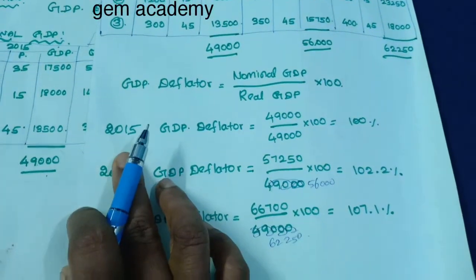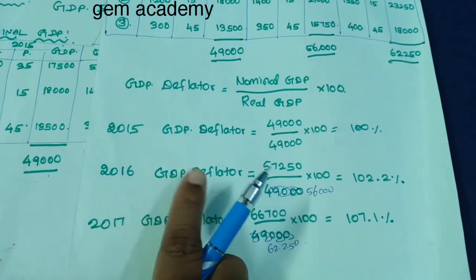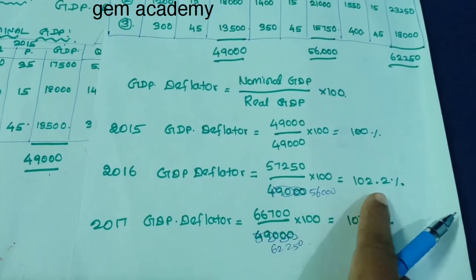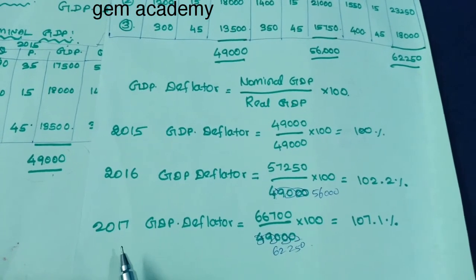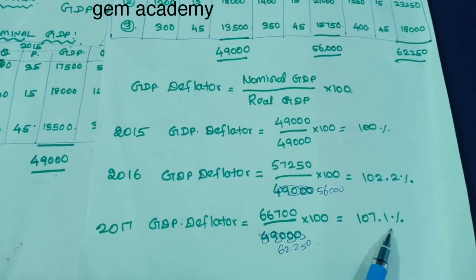So here is the solution. For the year 2015, the GDP deflator is 100%. For the year 2016, the GDP deflator is 102.2%. And for the year 2017, the GDP deflator is 107.1%. Here is the solution.